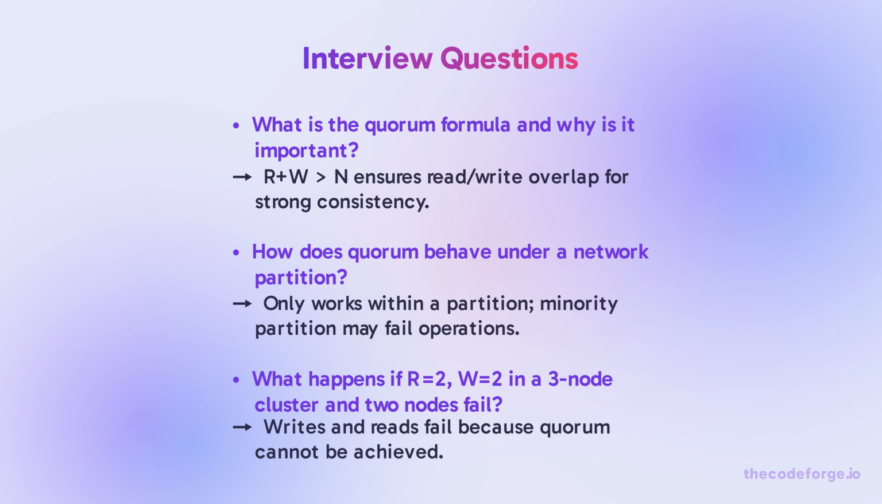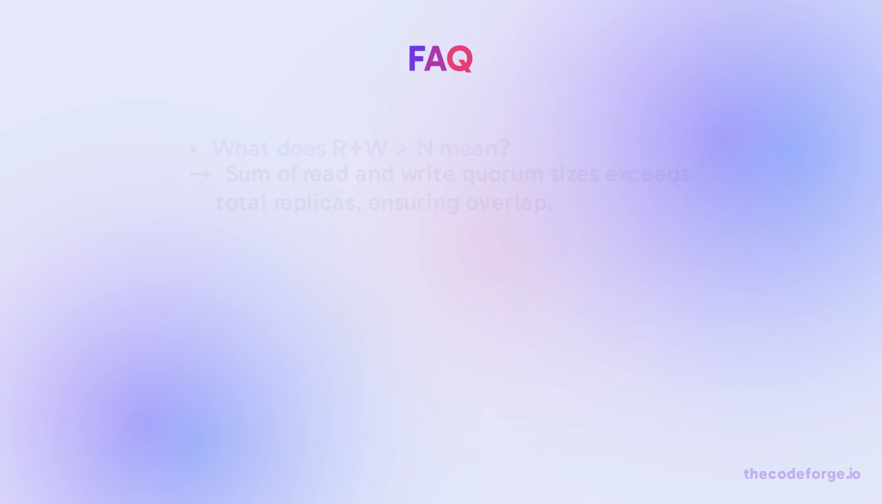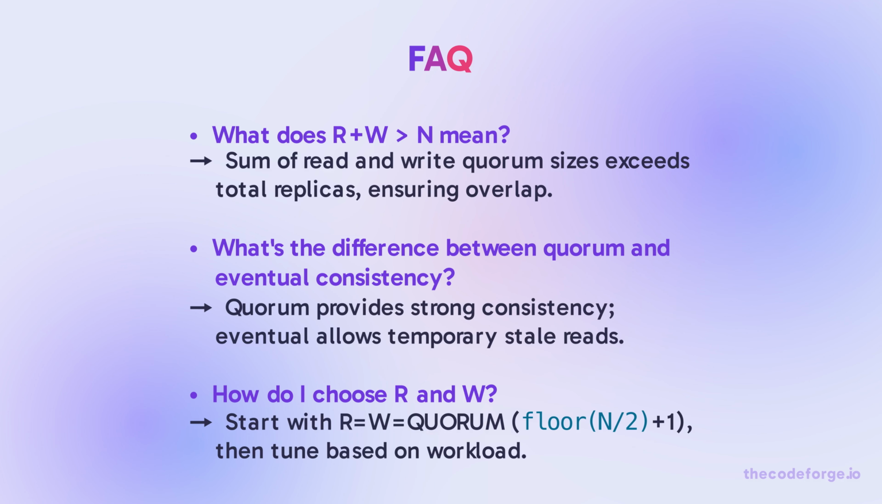What happens if R equals 2, W equals 2 in a 3-node cluster and 2 nodes fail? Writes and reads fail because quorum cannot be achieved. And a few frequently asked questions. What does R plus W greater than N mean? Sum of read and write quorum sizes exceeds total replicas, ensuring overlap.